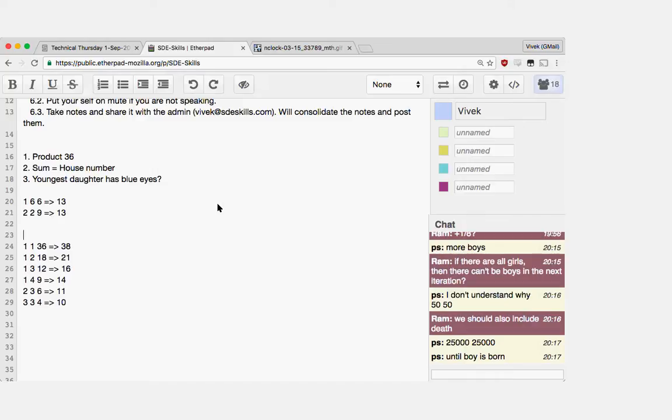Now I'm saying my youngest daughter has blue eyes. What does it mean? It's unique. It excludes 2, 2, 9. Why does it exclude 2, 2, 9? Because then I don't have a youngest daughter. There is no youngest if they are the same age. The blue eyes need not be the same across twins, but that's not the youngest, right?